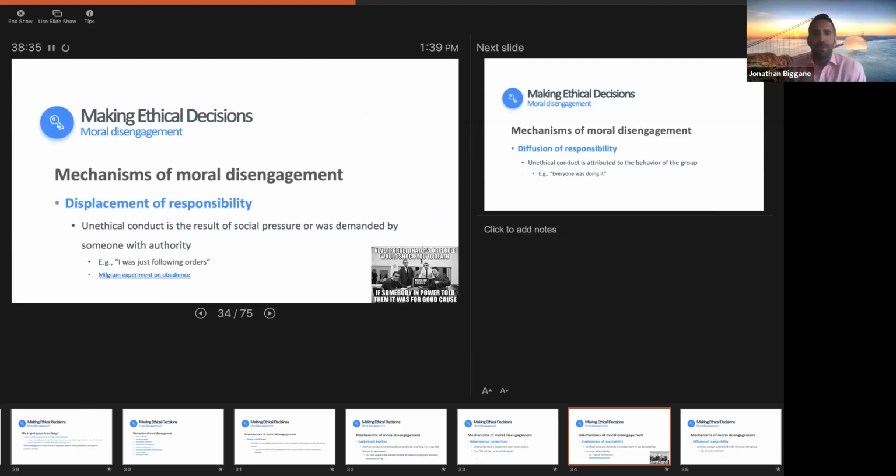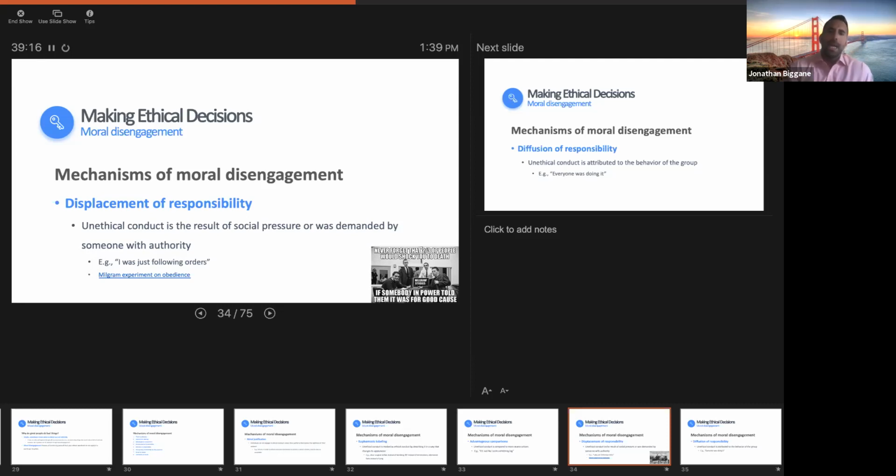Another is displacement of responsibility. Here, unethical conduct is the result of social pressure or was demanded by someone with authority. So here we might say, I was just following orders. In Stanley Milgram's experiments on obedience, he was able to get people to electrocute other people to death by giving them orders. People followed through with this because they said, well, it's not my responsibility. I'm being told in this experiment by this person of authority, and so I must do this. In reality, the other people weren't actually being electrocuted to death, but the people doing it thought that they were.